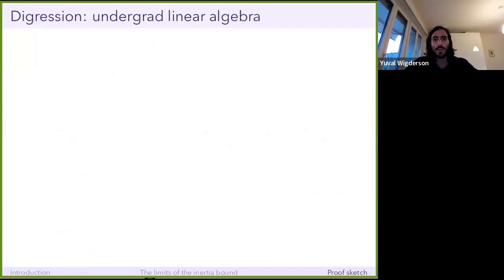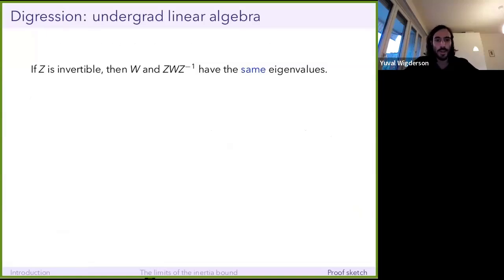So before we go there, I want to digress to a little bit of undergrad linear algebra. So here's a fact that hopefully everyone knows. If I have any matrix and I conjugate it by some invertible matrix, that doesn't change the eigenvalues. So this is a fact that we learn when we first learn about eigenvalues.